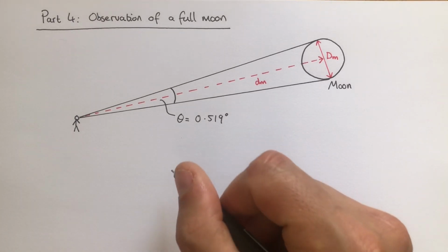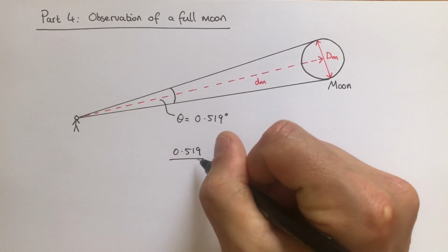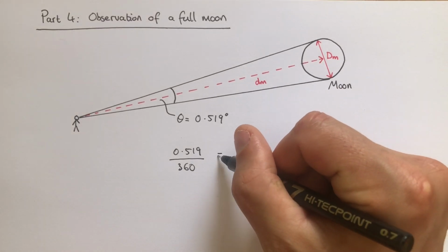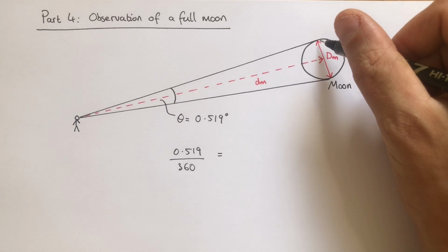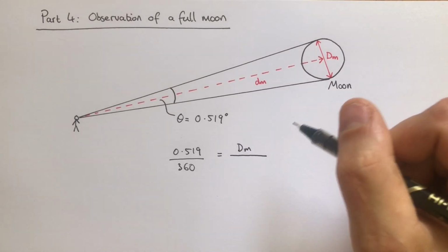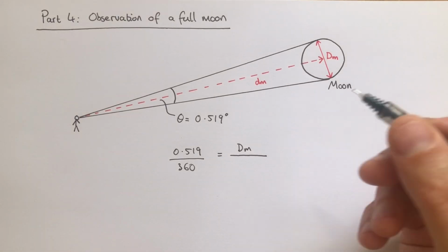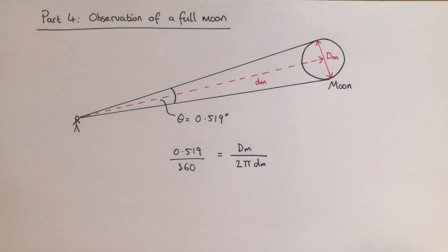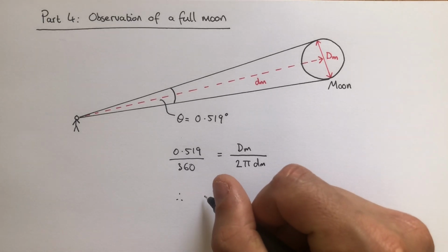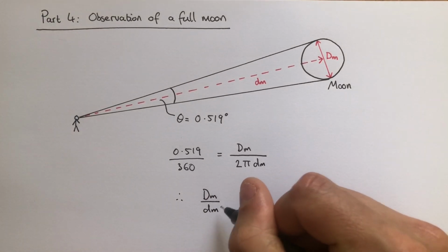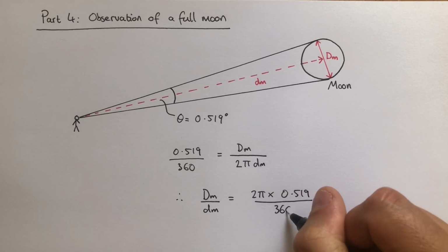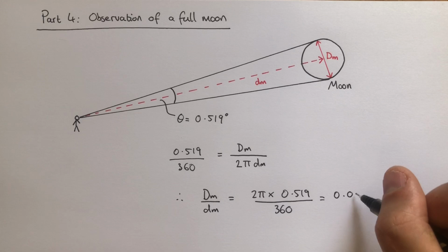We can then use this information to write the ratio 0.519 divided by 360. In other words, the ratio of this small angle to the number of degrees in a full circle is going to be equal to the ratio dm, which represents the small arc, to the circumference of a circle of radius dm. And as we know, the circumference of a circle is equal to 2 times pi times the radius, which in our case is dm. And so just by using the symmetry and geometry of our diagram, we can write this result. A simple rearrangement then gives us the expression dm divided by big DM equals 2 pi times 0.519 divided by 360, and if you put that into your calculator you find a value of 0.009.